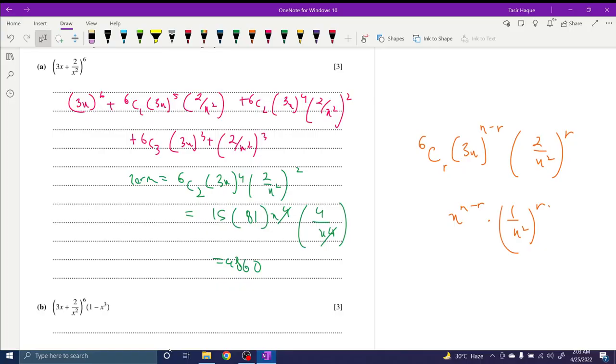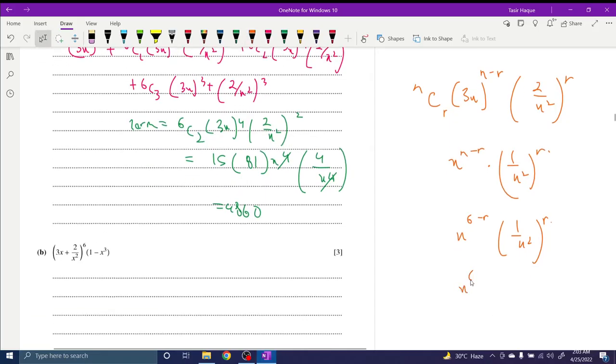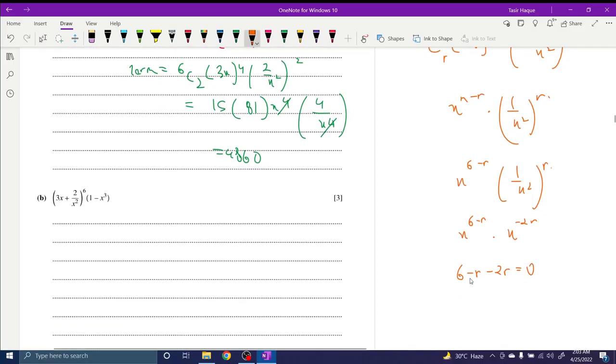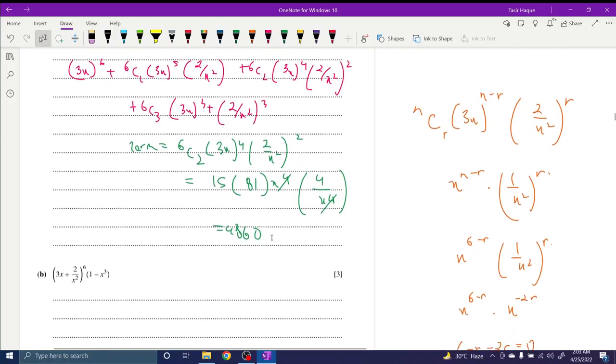Okay, so it's nCr a to the power n minus r into b to the power r. So n being, by the way, if this is n, n being 6 here. So it's actually x to the power 6 minus r into 1 by x squared to the power r, or what is this? x to the power 6 minus r into x to the power minus 2r. So we actually want 6 minus r minus 2r to be equal to 0, or 6 minus 3r is equal to 0, r is equal to 2 basically.